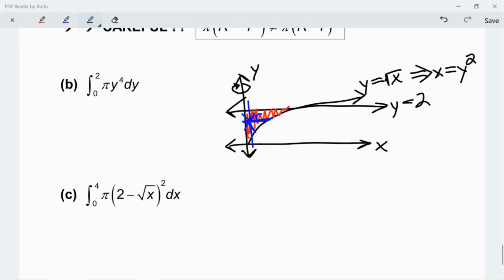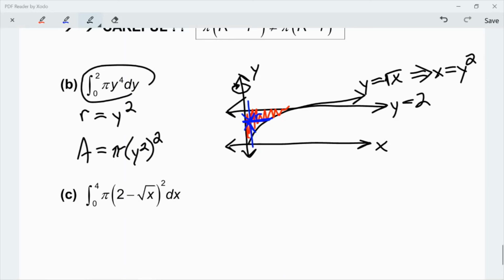And the reason I want to think about that in terms of y is because the thickness, the dy, is always the driver in terms of whether I'm going to set up my integral in terms of x or in terms of y. So my radius this time is going to be y squared. And my cross-sectional area would be pi times y squared, quantity squared. And you can see that then leads to this setup.